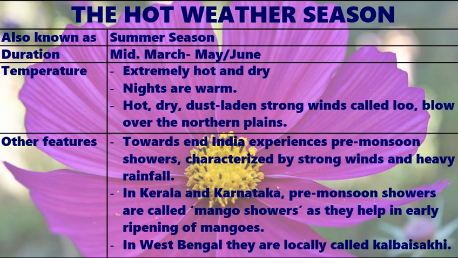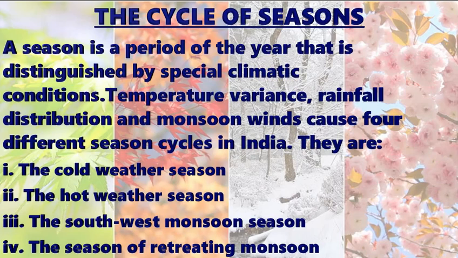This is all for today. Let us recapitulate what we have read. We have read that the variation in temperature, amount, and distribution of rainfall and the monsoon winds cause four distinct seasons in our country, which occur in a fixed sequence to form an annual cycle of seasons.